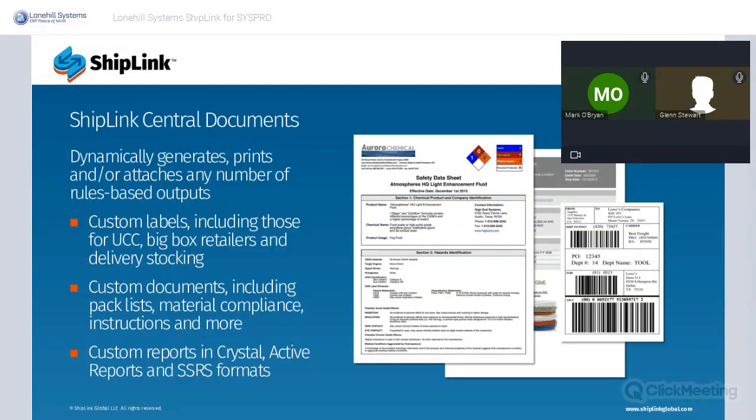We can generate documents. One of the things that we do for a number of customers that are in the high spec and military space is provide conformance documentation, which is a critical part of their shipment. As well, we're able to generate reports and write those right out to Crystal, Active, and the Microsoft SSRS format. And that's ShipLink Central Documents. It's completely transparent. You don't need to do anything at the ship station to invoke those. Those are rules-based. They generate automatically.